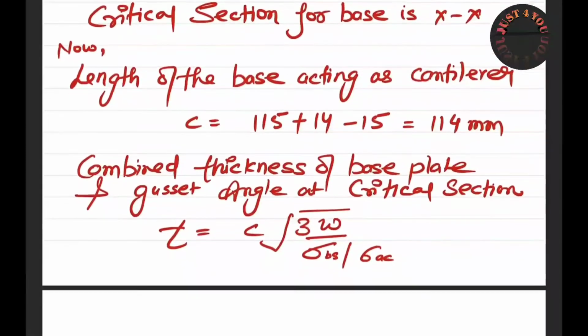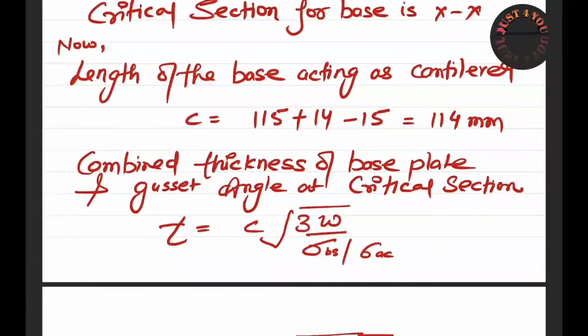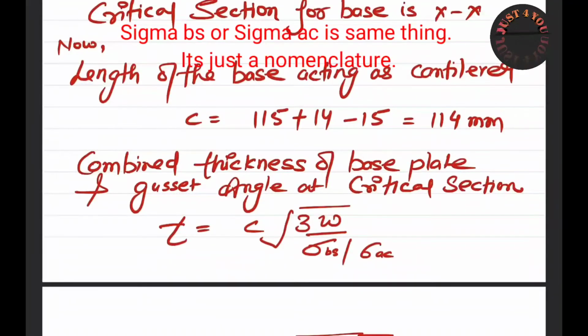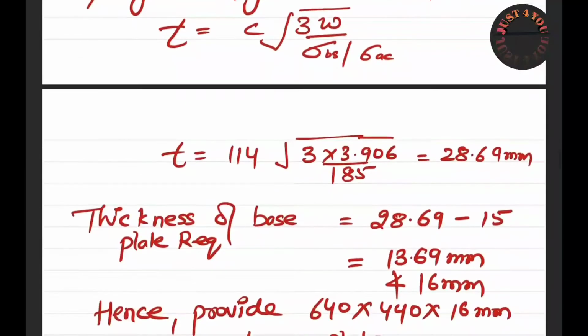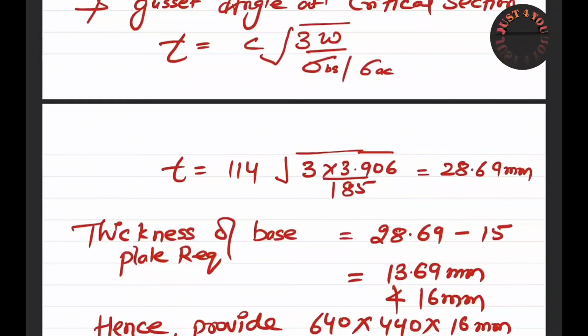Now the combined thickness of base plate and gusset angle at critical section can be calculated by this formula. So we have C, the value of C is 114 mm, omega we have sigma bs, or you can say sigma ac, that is 185. So the combined thickness comes, while putting the values in the formula, as 28.69 mm.